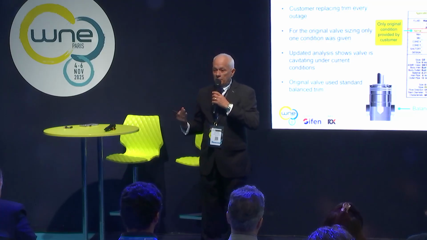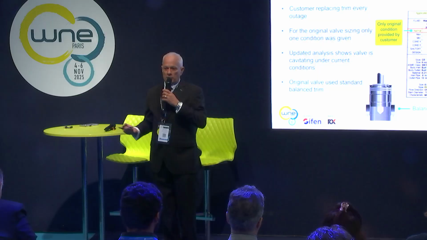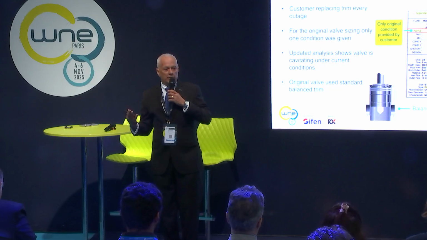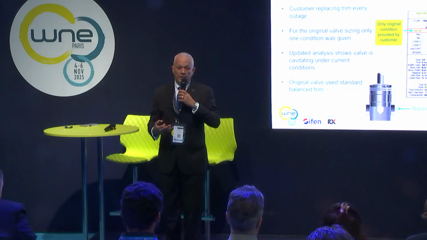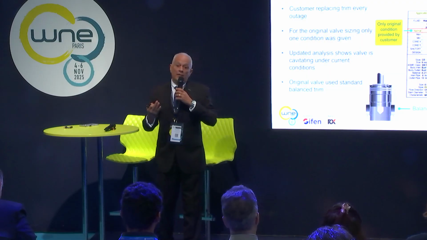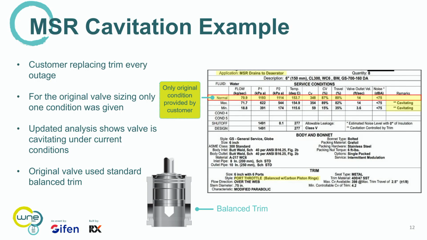So then we got a customer saying, hey, this trim's getting damaged all the time. We pull out the spec sheets, we look at it, we evaluate it. We're saying we must not have all the conditions. They do an analysis of the plant. They realize, oh, these are the true conditions we're working through. These 3 conditions, and 2 of the ones that they didn't give us initially are cavitating.